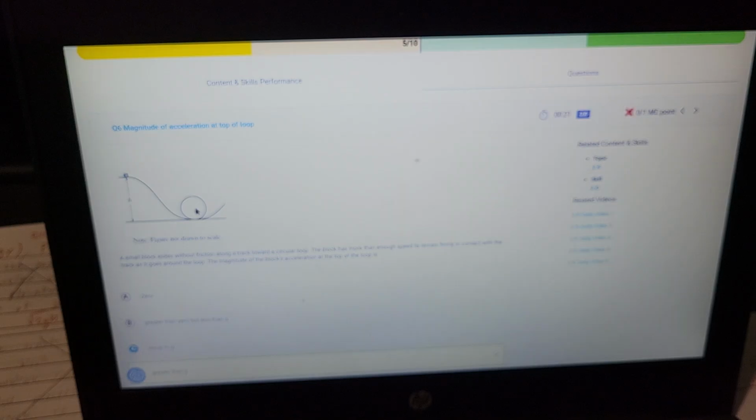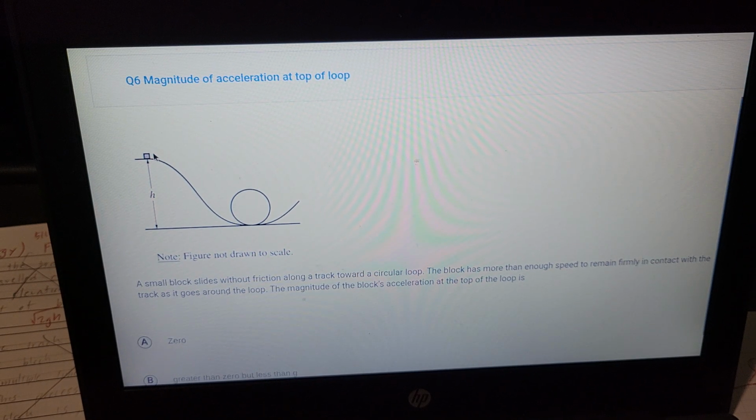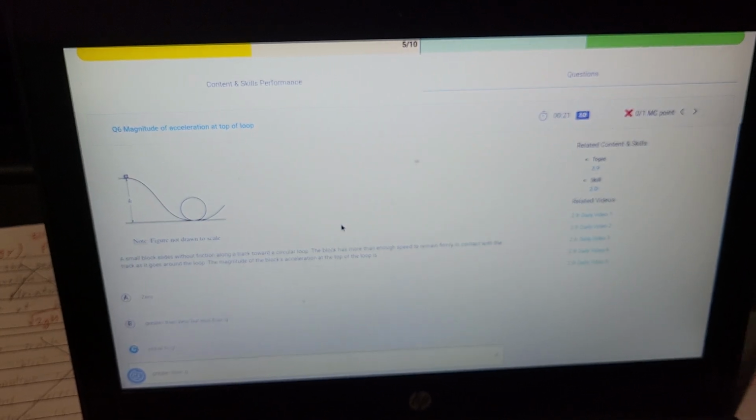And in this one, if the little block has a speed less than gravity, then it's just going to fall off the track. If it's equal to gravity, then it's just going to fall off the track. It has to have a force greater than gravity in order to stay on the track. So like this.